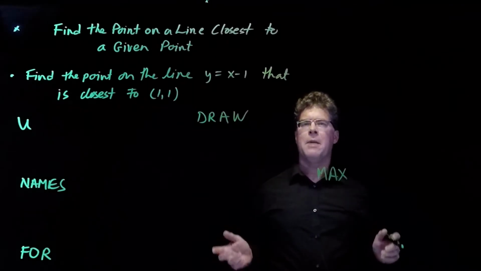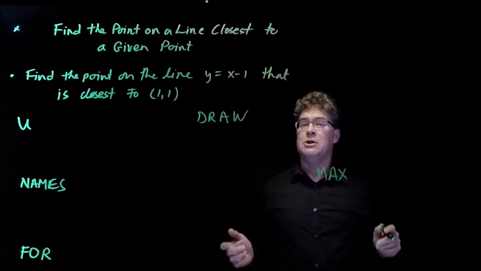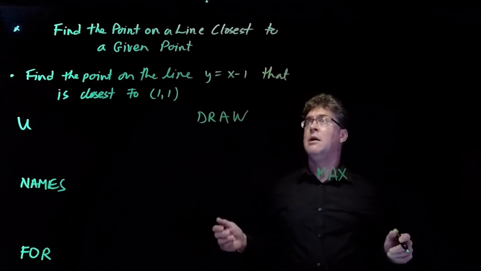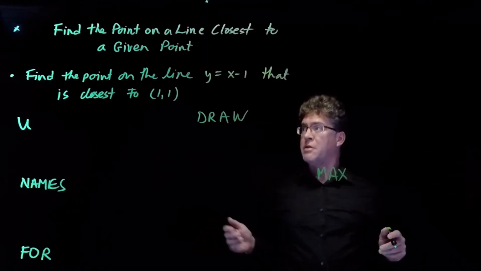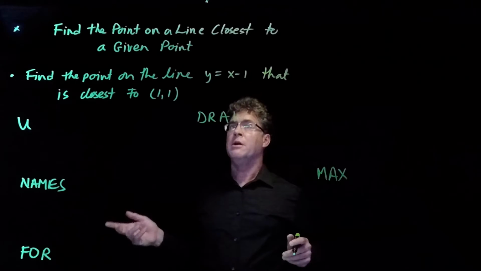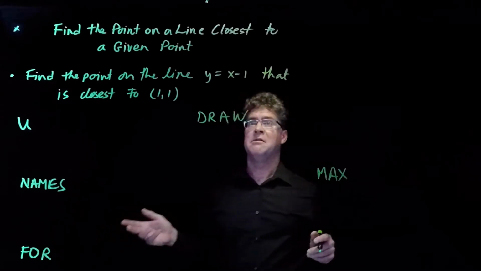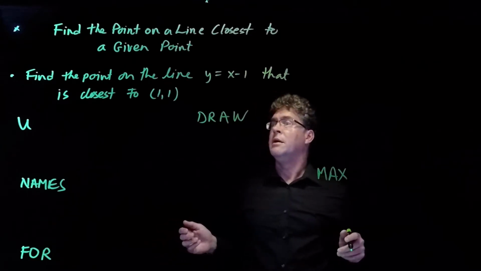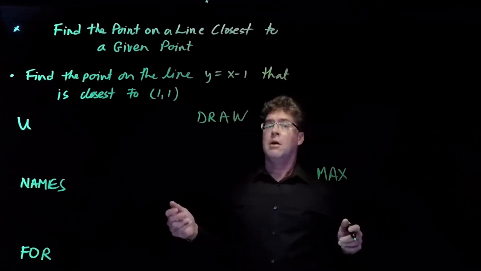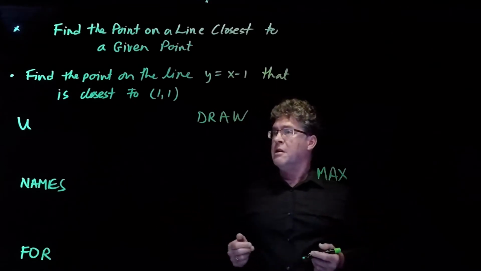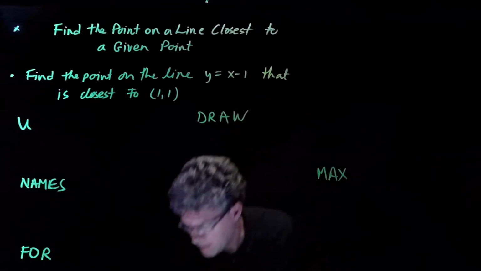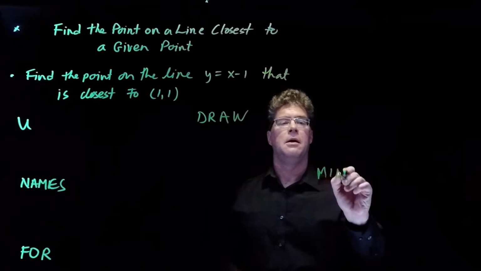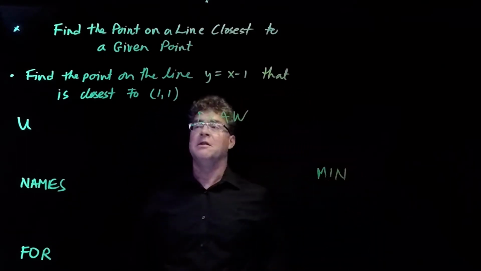Okay, let's talk about an optimization problem that we can understand geometrically. This is how to find the point on a line closest to a given point. By way of example, find the point on the line y is equal to x minus 1 that is closest to the given point (1, 1). We're going to use our usual way of approaching things. You draw names for, and of course this should say min, because we're trying to minimize the distance here.